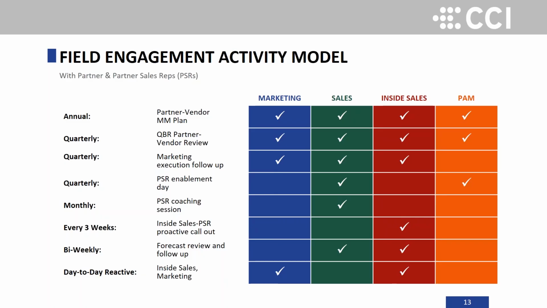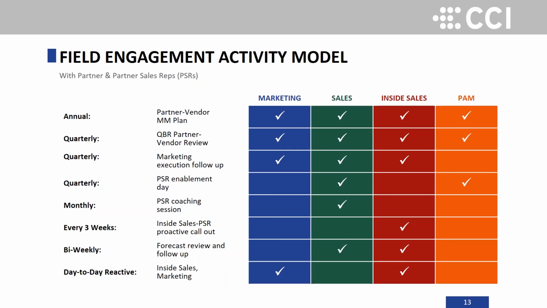And so this is an example of a partner field activity model that's been put in place. It recognizes that there are different people in an organization touching each partner, and who needs to be involved in the partner to vendor annual plan, who needs to be involved in the quarterly review, who needs to be involved in the marketing execution, et cetera. And so you create a list not only of what the activities are, but who participates. And ideally, you would also designate who is the owner of each activity versus the participant.